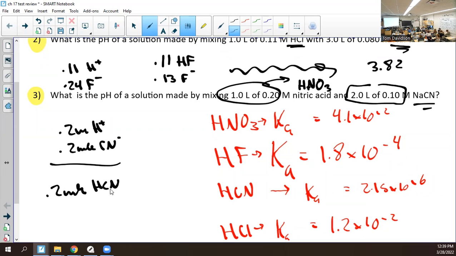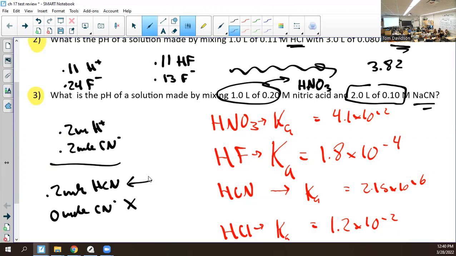0. So there is no buffer here because it's missing the conjugate base that would grab the H if we added acid. Okay, it has the part that can neutralize the base. It's just missing the part that can neutralize the acid. So it's not a buffer.